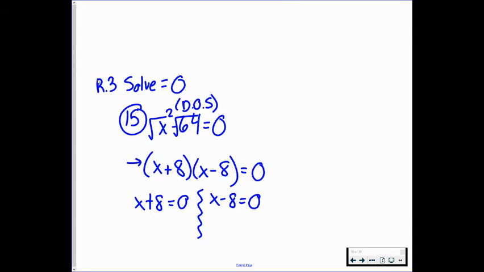To solve for x, I'm going to subtract 8 to both sides. So x equals negative 8 is one of our solutions. And then add 8 to both sides. So x equals positive 8 is another solution. So negative 8 and positive 8, those are solutions to that equation.